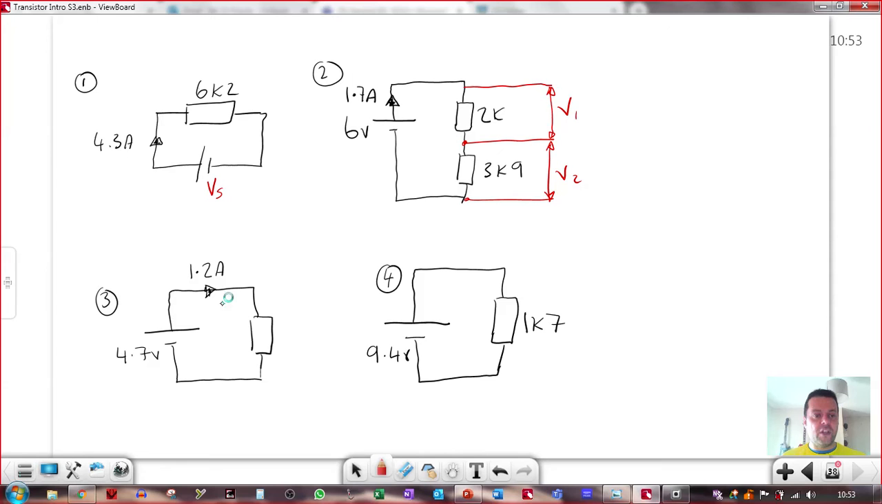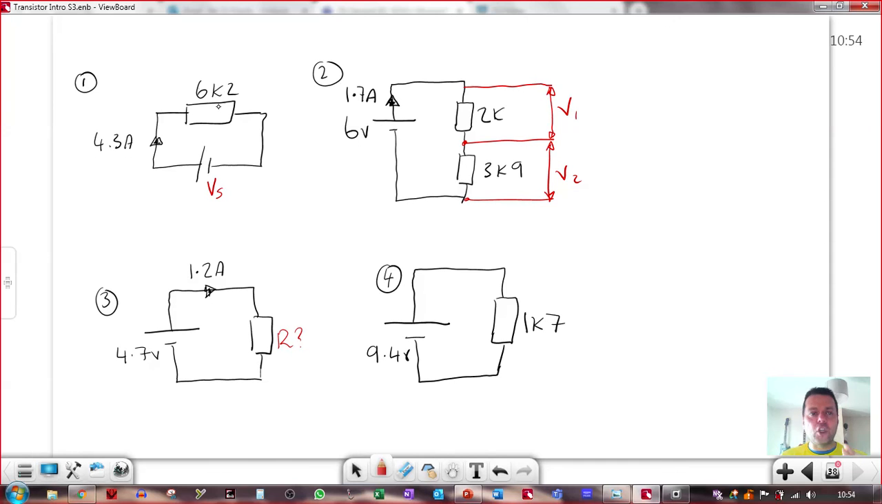In question 3, what's missing is the resistance value. So you're not calculating voltage this time, you're looking for a resistance. You've got the current through the resistance, and you've got the voltage across the resistance. So you've got I and V, and you're looking for R. So you need to rearrange the equation V equals IR to R equals, and then plug in the numbers and get your answer.